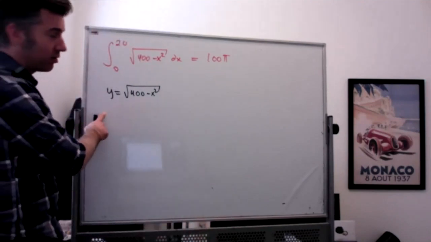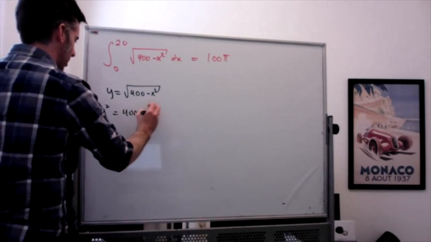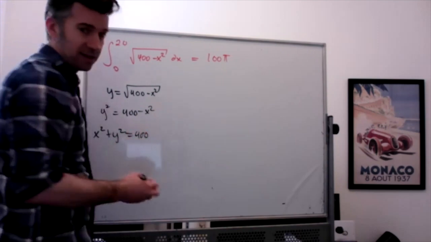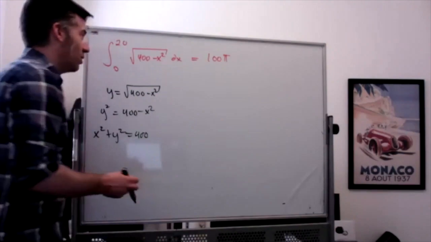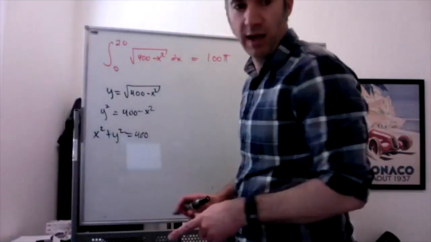It's actually a semicircle. If you square both sides, y squared equals 400 minus x squared, so x squared plus y squared equals 400. That's definitely the equation of a circle of radius 20. So technically, you could say, well, look, in fact, I've got the graph.